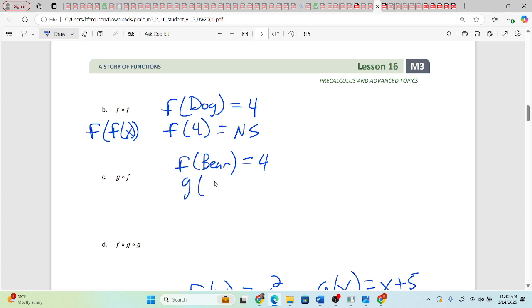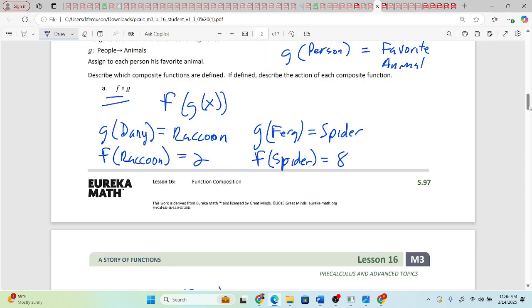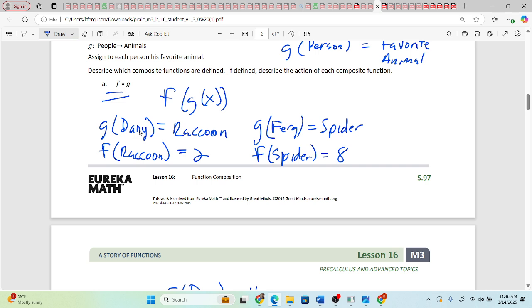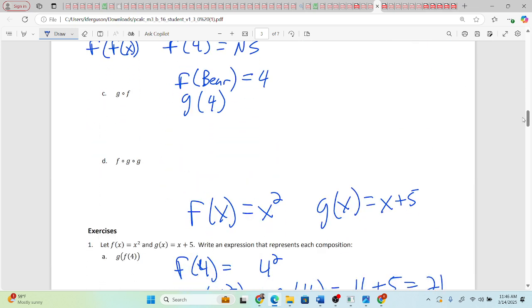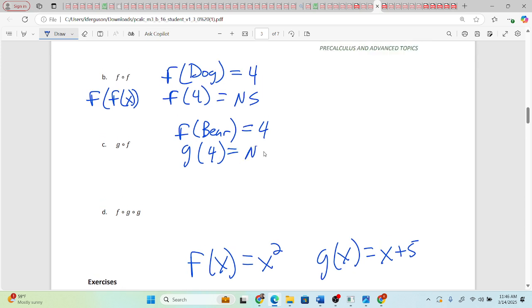And then g, I'm supposed to put in somebody's name and get their favorite animal. Well, g of 4 doesn't work. I'm supposed to put in a name, right? Like g of Danny is a raccoon. g of Ferg is spider. g of Abria is a bear that lives in China. So this doesn't work. That's no solution. Does everybody understand what I'm talking about?